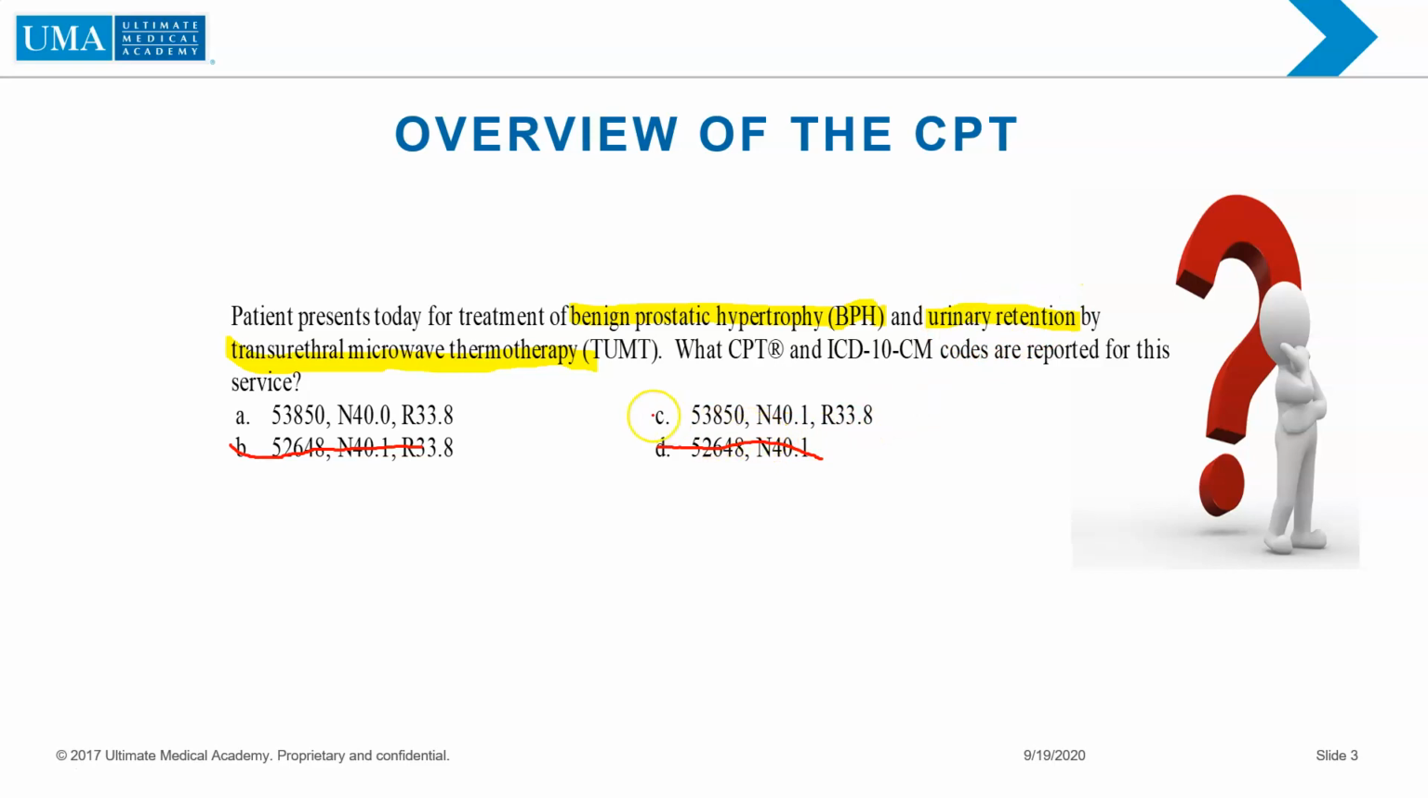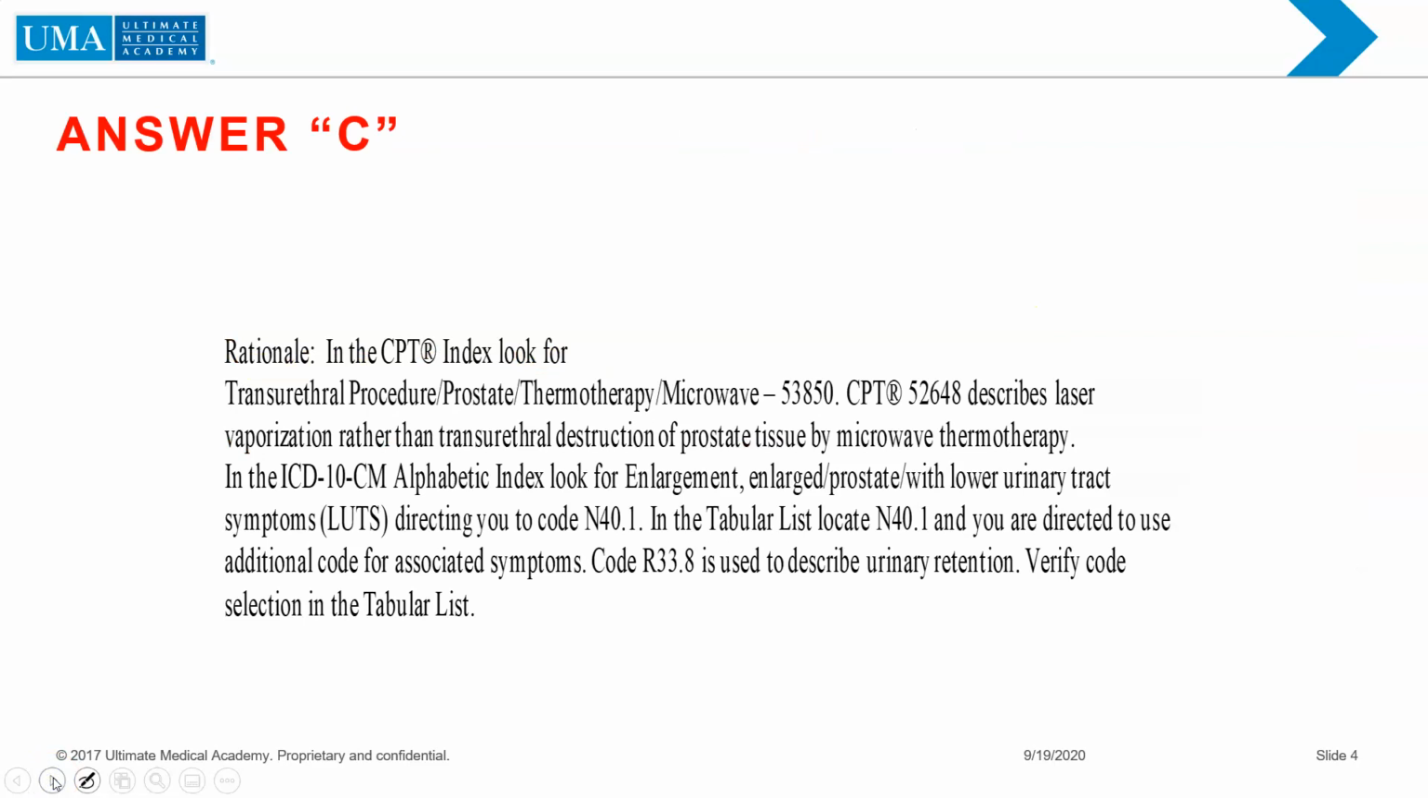So that would be N40.1. So your correct answer would be C. And you can see the path that we took to get there, right? We went to thermotherapy, then we looked for the type, which was microwave, and then we saw the organ it was geared towards, which was the prostate. So very good on that.